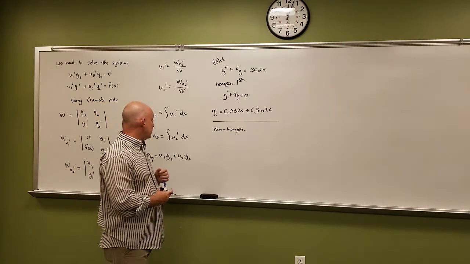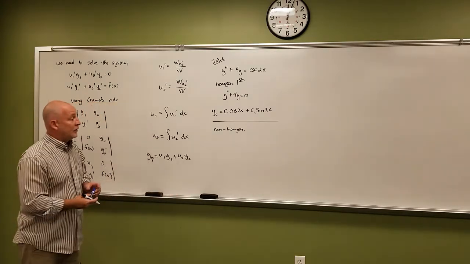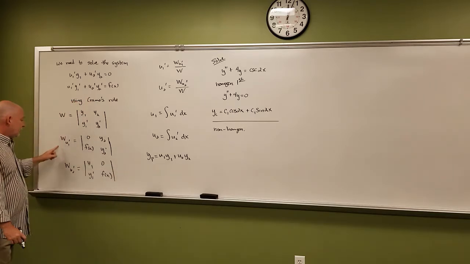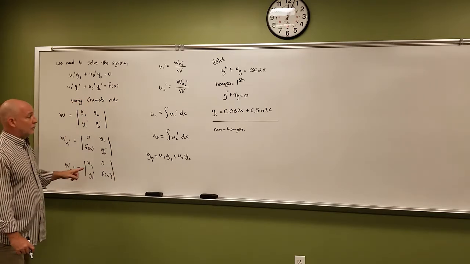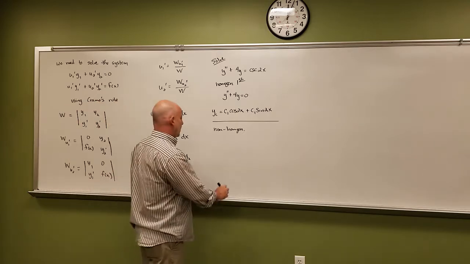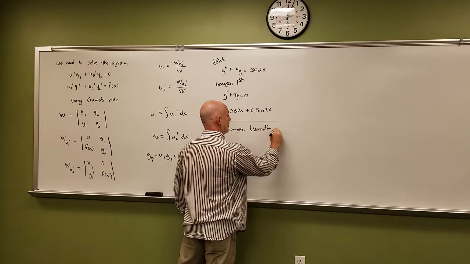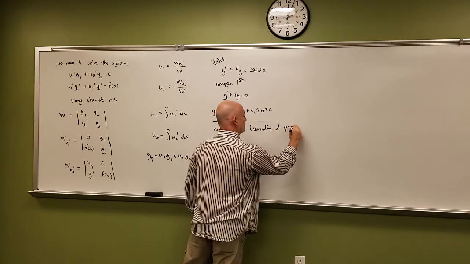So what we need to do is we're going to do our variation of parameters. So we need to find these three different values. So for our non-homogeneous, we're going to have to do variation of parameters.